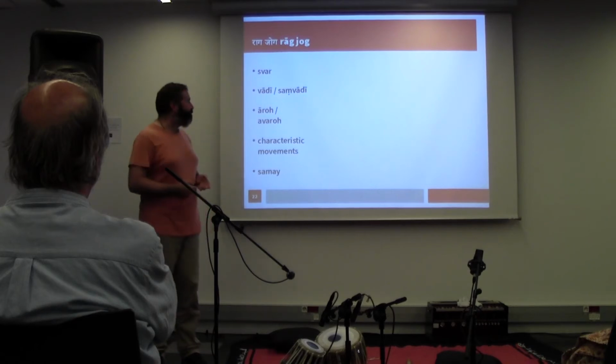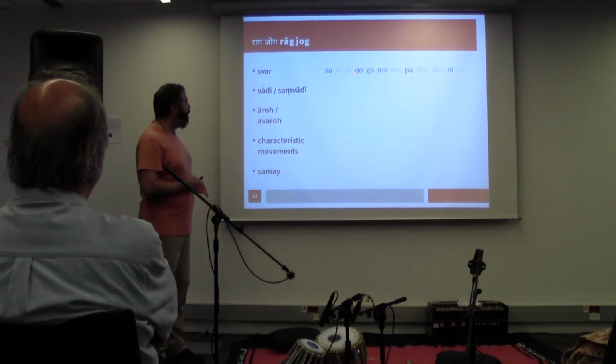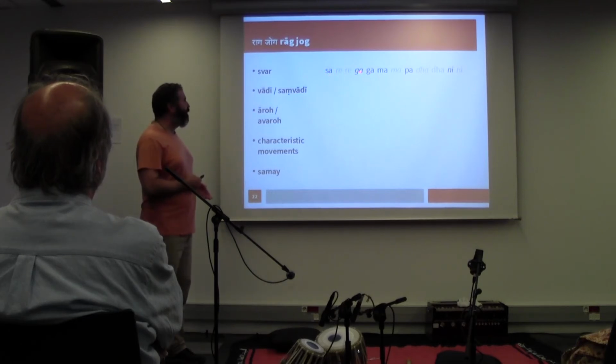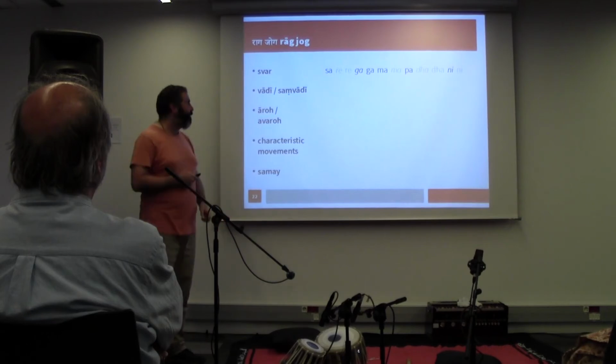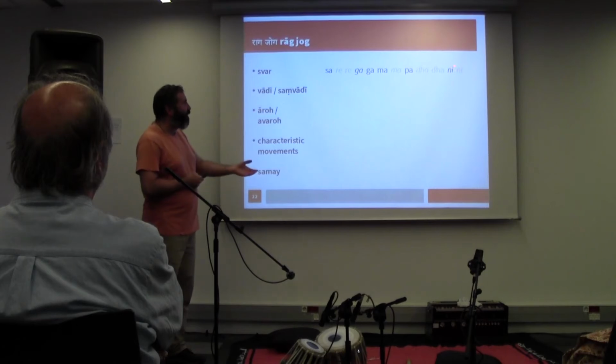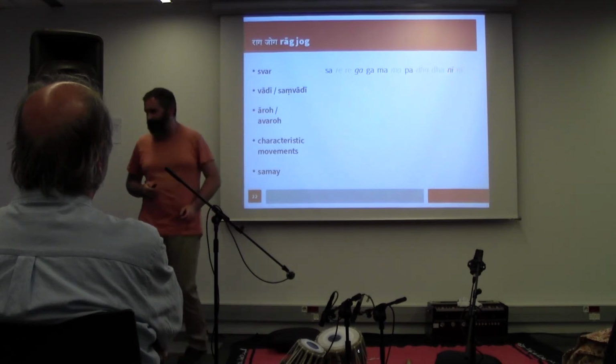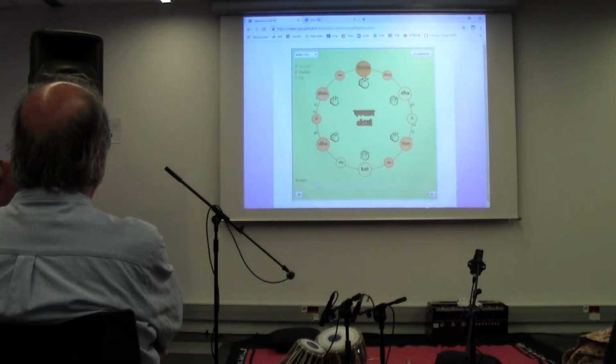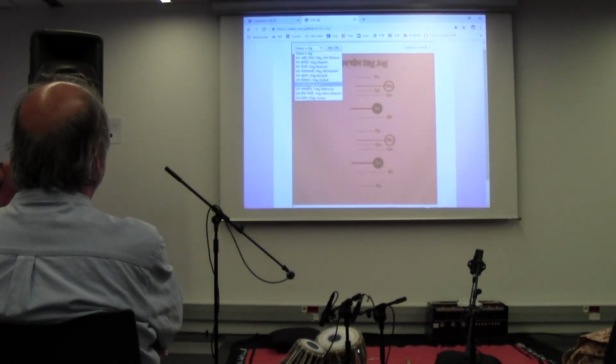So this rag takes, out of these 12 possible swars, these ones here. So we have sa, we have two versions of the ga, the standard ga and the modified ga, which is a lower ga. We have the ma, then the pa, and the modified version of the ni. So if we represent it this way, this is rag jaunpuri.